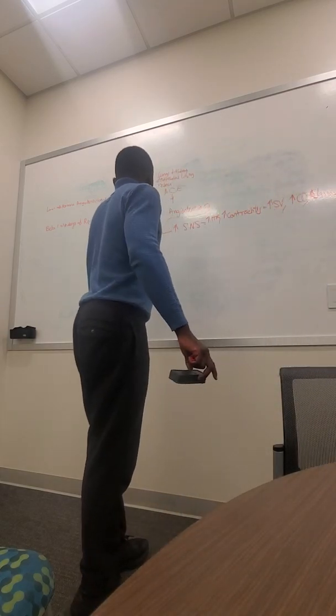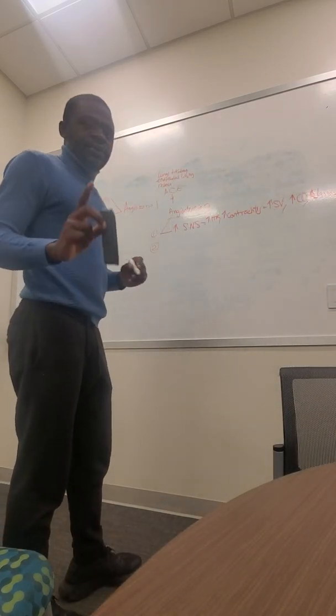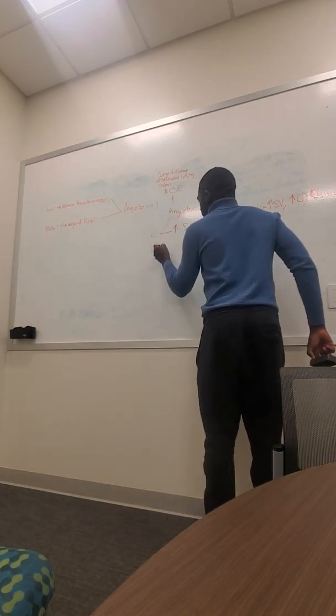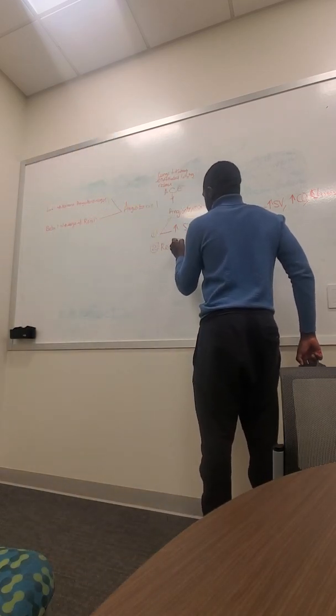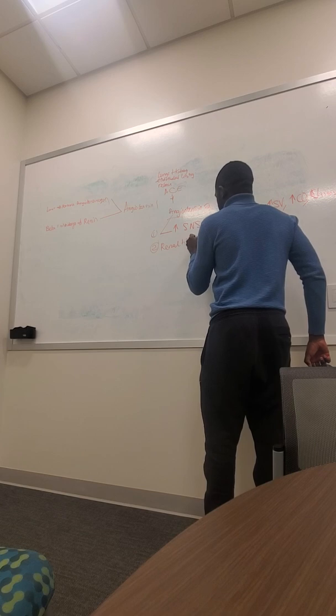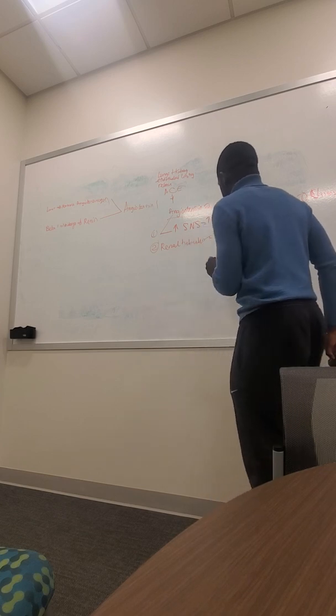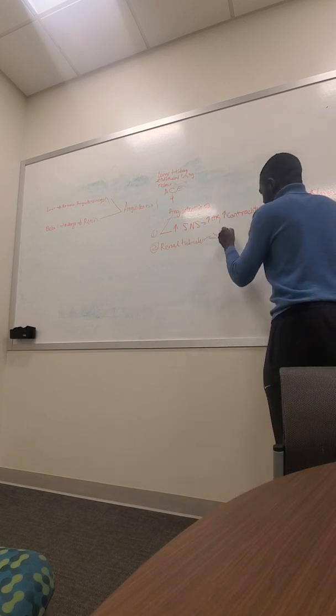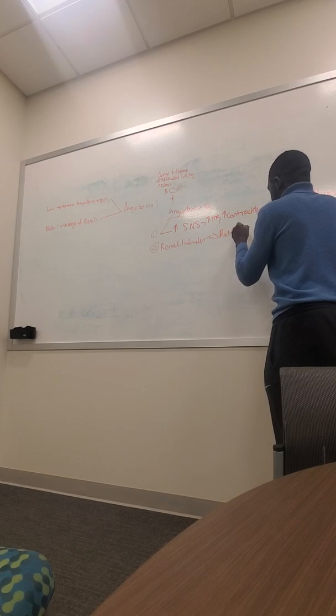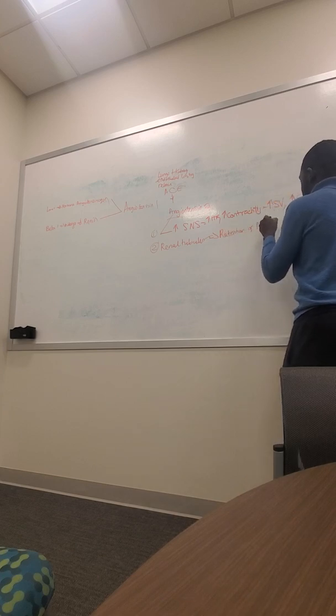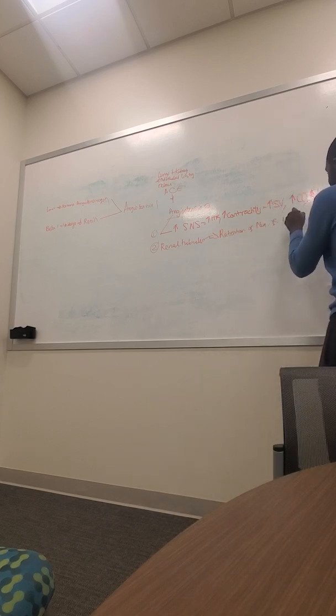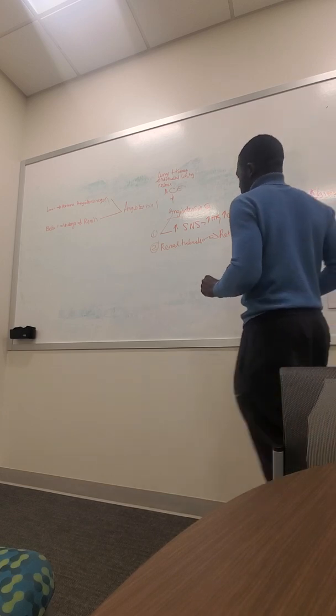Angiotensin 2, number 2, goes into the renal tubules and causes what? Retention of sodium and water, which again increases blood pressure.